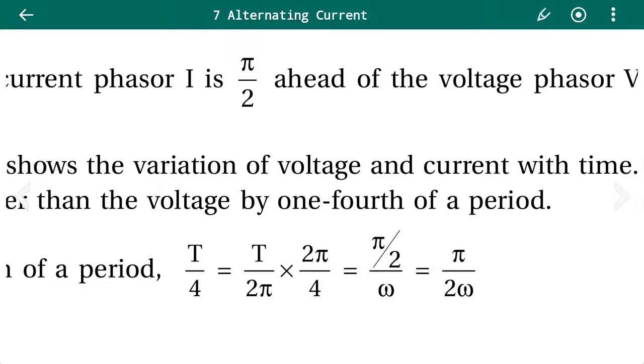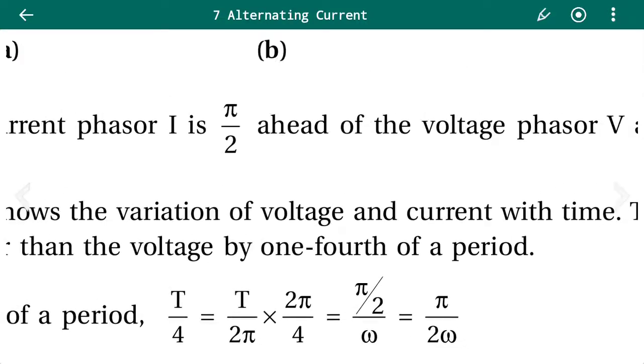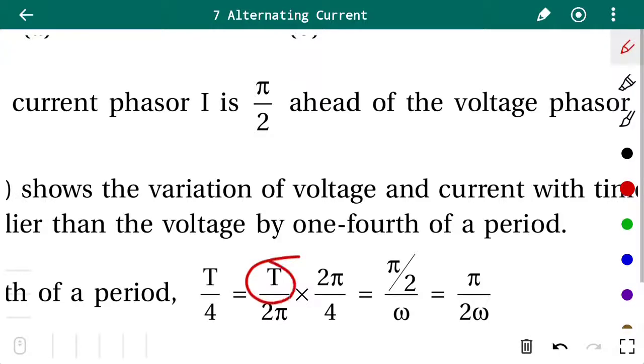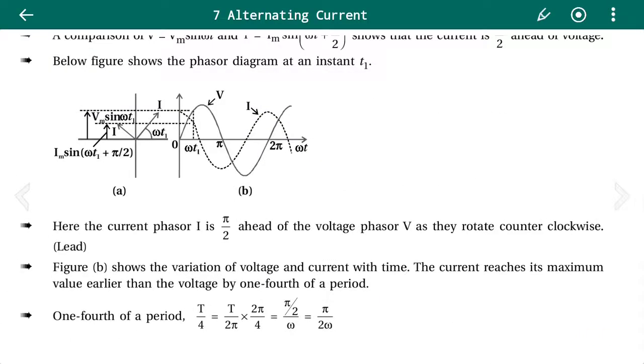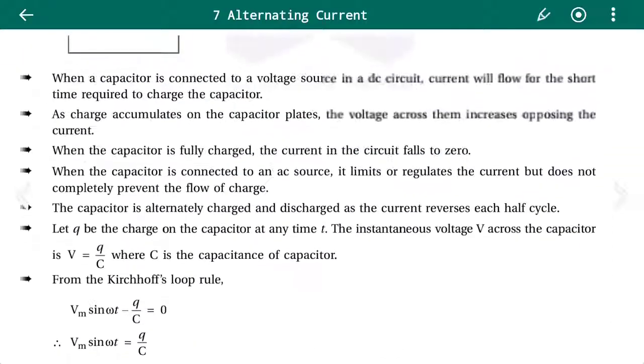Now rearranging this equation, we can write 2 pi by 2 pi f, taking this T in the denominator as f. So it becomes 2 pi f. So 2 pi f is nothing but omega, and cancelling this out we get pi by 2. So in the numerator we have pi by 2, in the denominator we have omega, which can be written as pi upon 2 omega. So students, you may note down this theory.